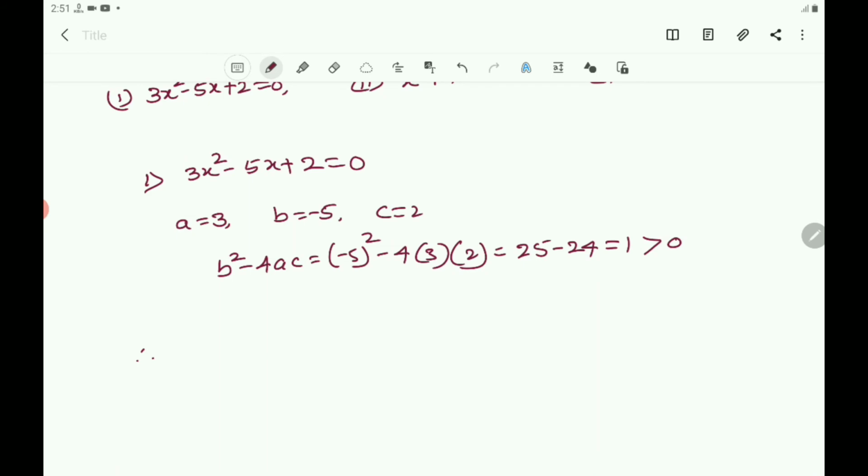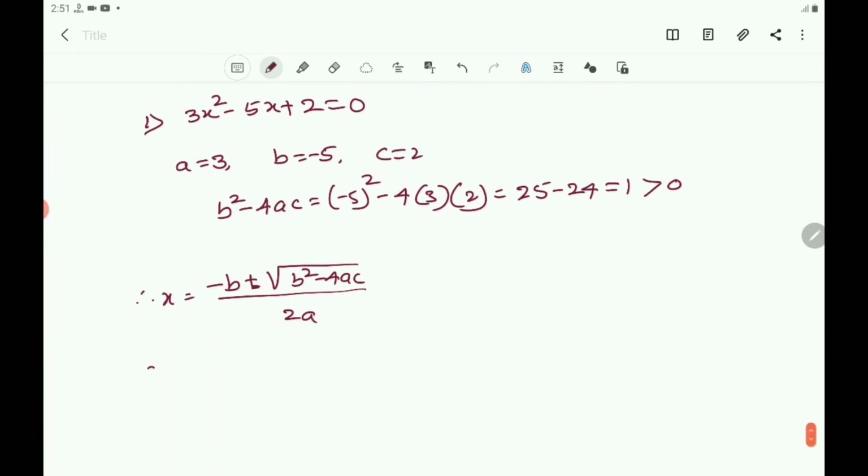Therefore you write the formula: x equals minus b plus or minus whole root b square minus 4ac by 2a. So x equals minus b is minus 5, plus or minus, you know the value of b square minus 4ac, that is 1, by 2a, a value is 3. So minus of minus 5 plus or minus 1 by 2 into 3. Here you can write the value of b square minus 4ac, and we have to take the root for this.